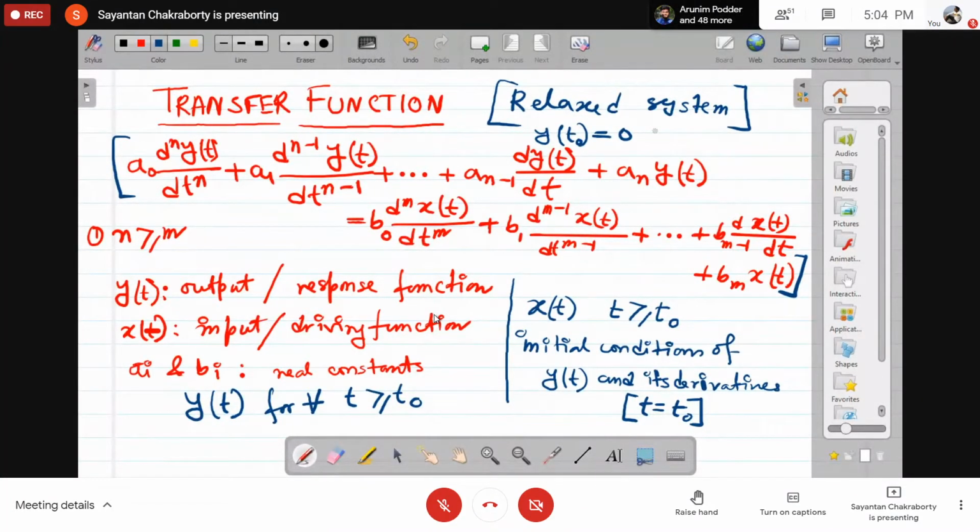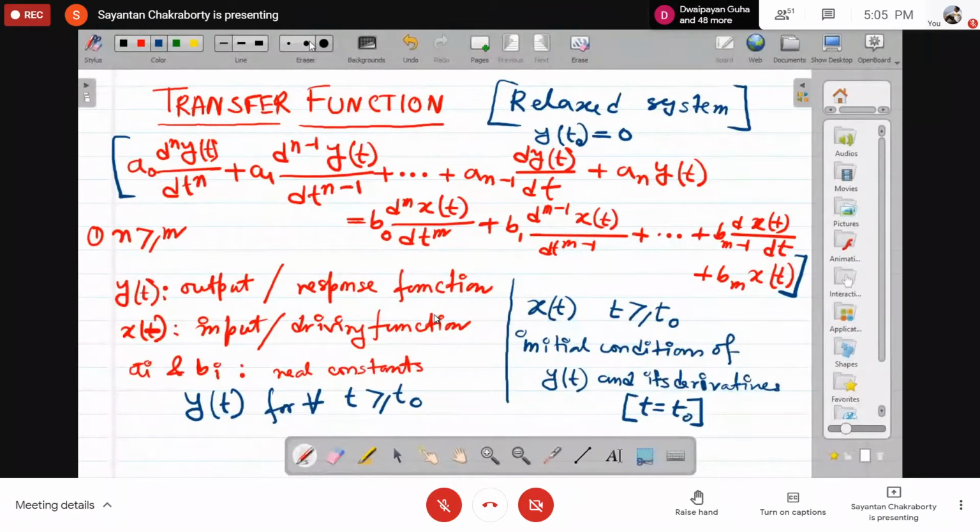Then what will happen? It will have some value at t equal to t0 plus, because the rate of change of y(t) is there. So to ensure the system is absolutely relaxed, we have to ensure that not only y(t0) is 0, but all of the derivatives at the initial time are also 0. Okay, so they are all zeros. Then only you can say it's a relaxed system, and you can proceed with determining the transfer function.